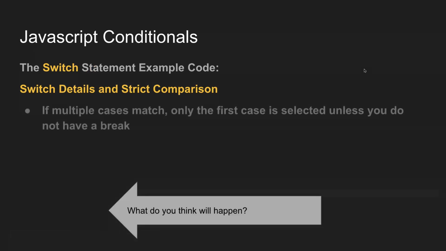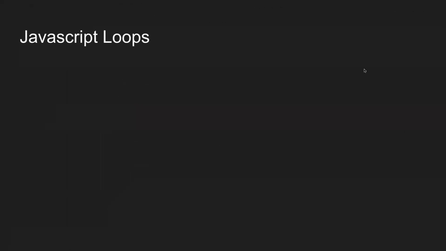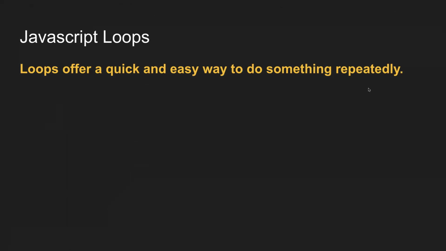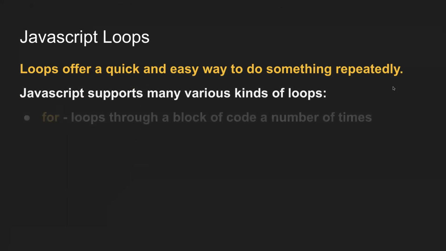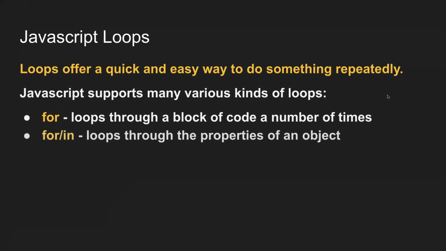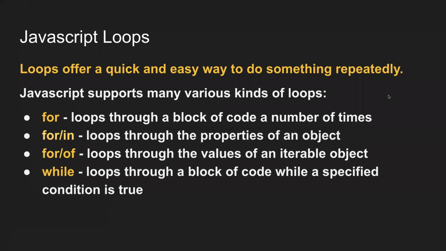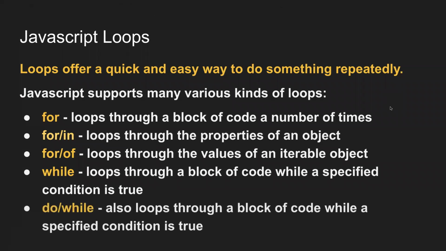So those are the JavaScript conditionals. The next type of thing we want to look at is our loops. Loops offer a quick and easy way to do things repeatedly. JavaScript supports many various kinds of loops. There's the for loop, there's the for in loop, which works with objects. There's the for of loop, which works with maps and strings and other things. There's the while loop, and there's the do while loop, okay?